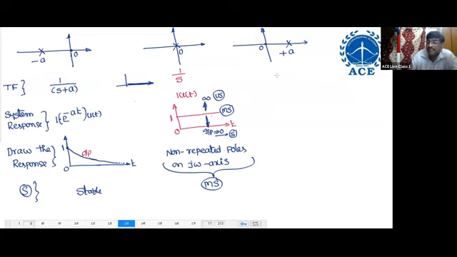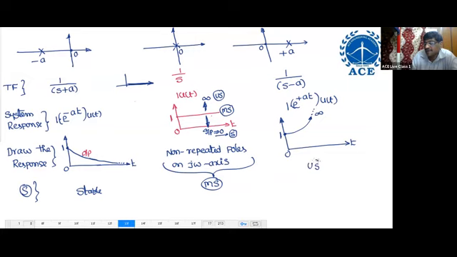Next, right side. So what is the transfer function? 1 by s minus a. So what is the inverse Laplace transform? 1 e power plus at, u of t. Now draw the response. This is t. So at 0 it starts at 1. e power plus at goes to infinity. So exponential rise to infinity.